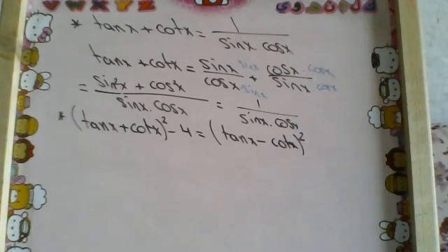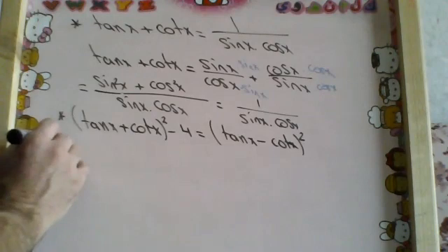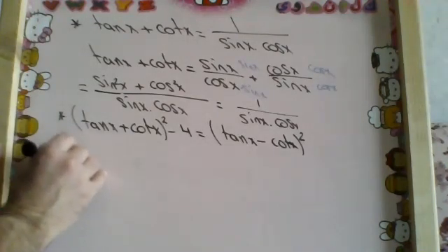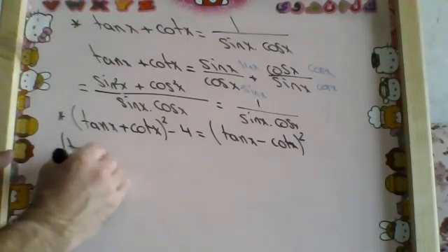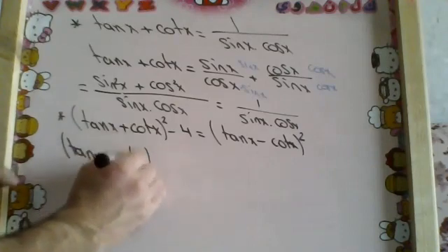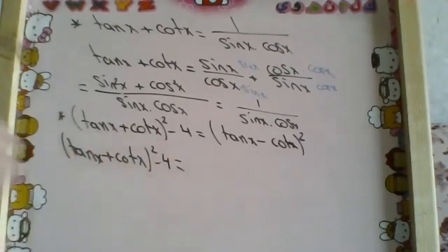The first thing we do is make the identity appear. So we write it again: tangent x plus cotangent x, all squared, minus 4. Identity. Okay. It is equal to.